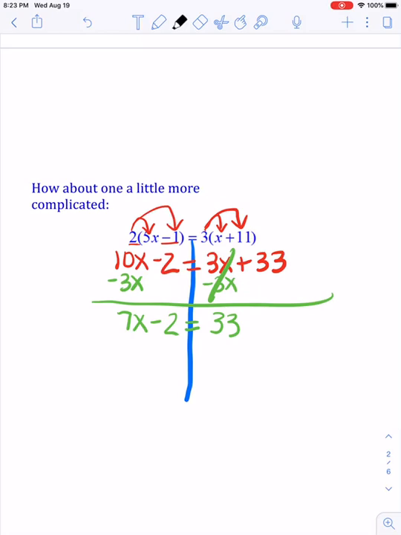Again, it's nice at this point. I'm just left with the two-step equation, which is what we did before. So I'm just going to cover up my variable.